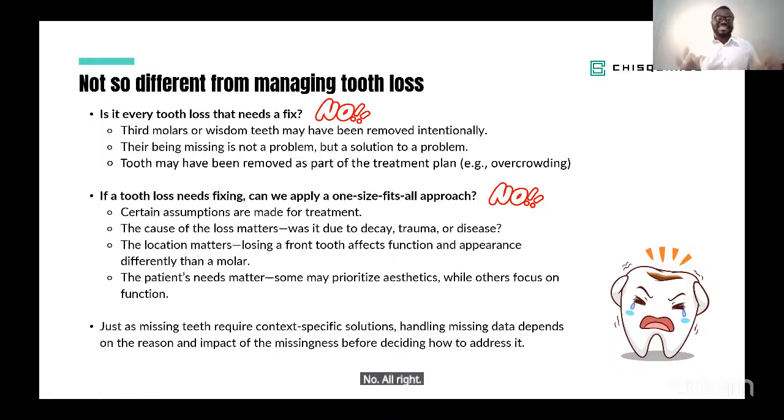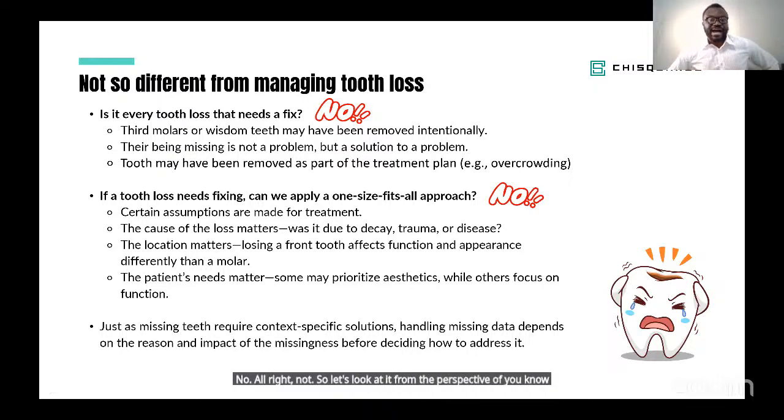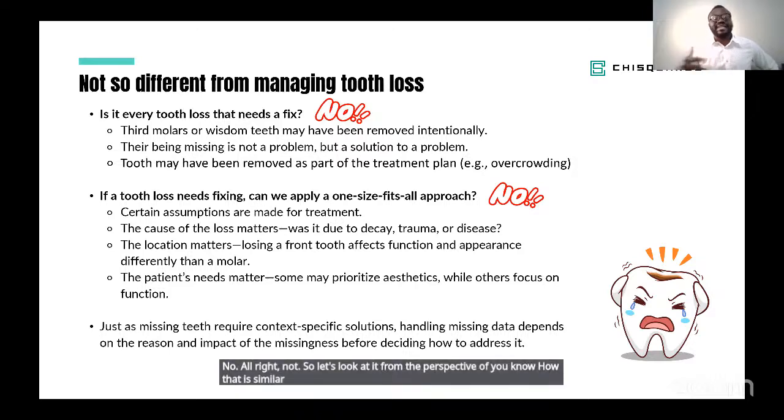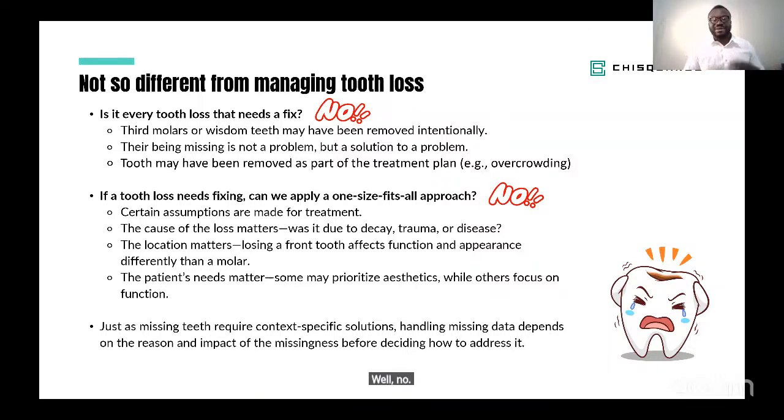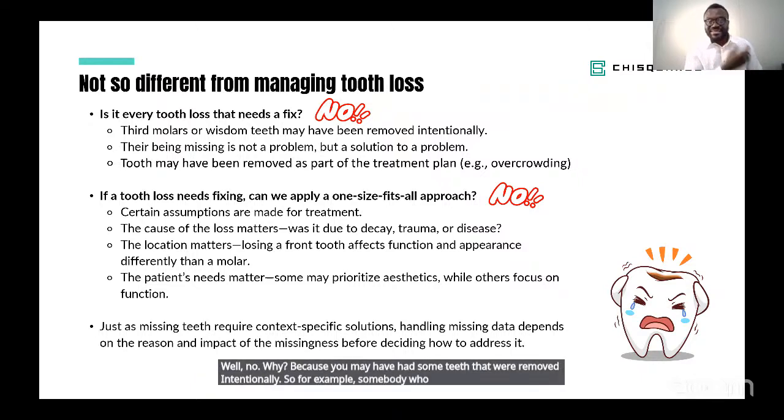So let's look at it from the perspective of how that is similar to managing tooth loss. The question is, every time you have a missing tooth, do you need to fix it? Well, no. Why? Because you may have had some teeth that were removed intentionally. For example, somebody who had an impacted third molar that was removed intentionally. The person went to the clinic and it was removed to solve a problem, right?